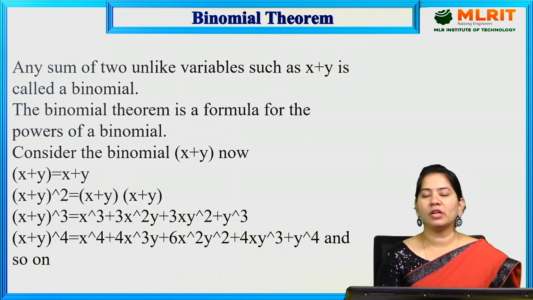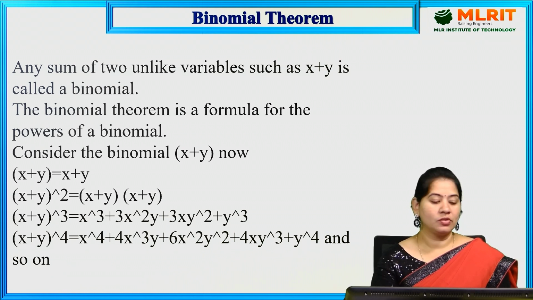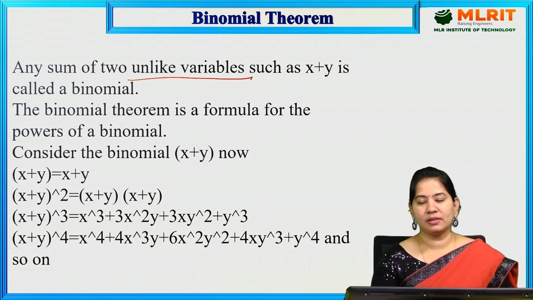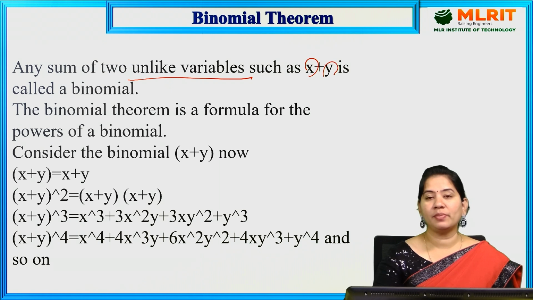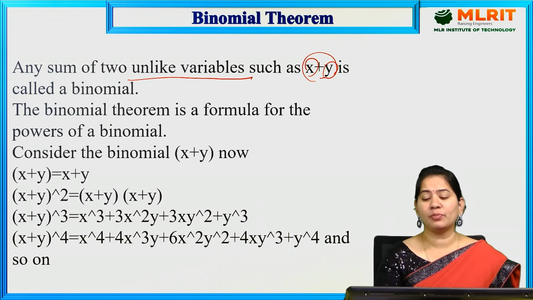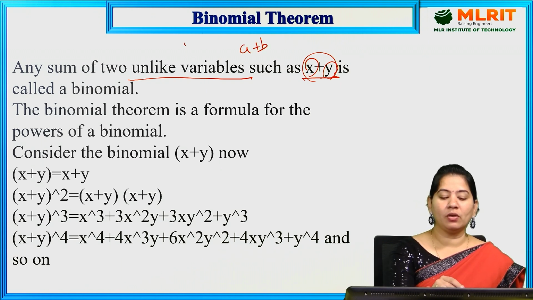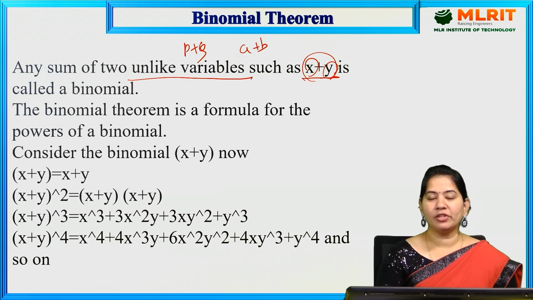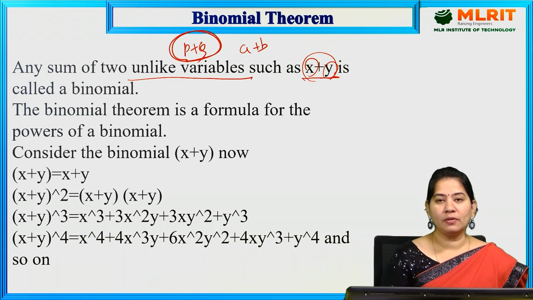As we have already discussed in the last session, the binomial theorem deals with two or more variables. Here, any sum of two unlike variables means what? One is one variable and the other must be another variable, which should not be the same as the first one. That is called unlike variables. Let us suppose I consider x plus y; this is called a binomial. Not only x plus y, you can take a plus b or p plus q. Any expression with two unlike variables we can call a binomial. So any sum of two unlike variables is called a binomial.